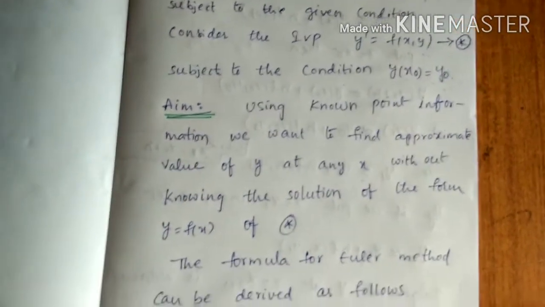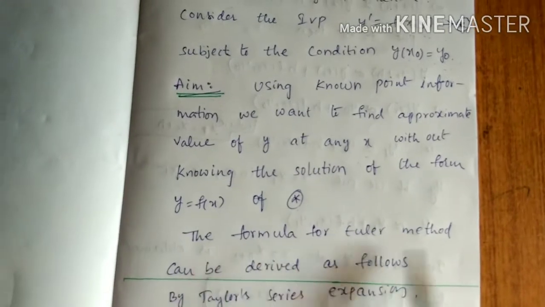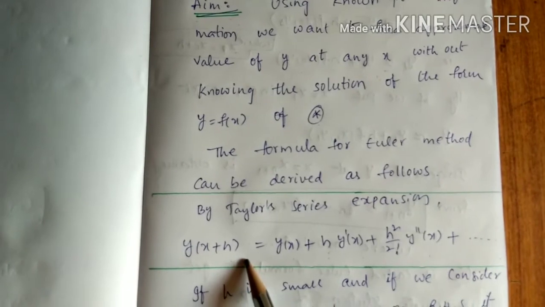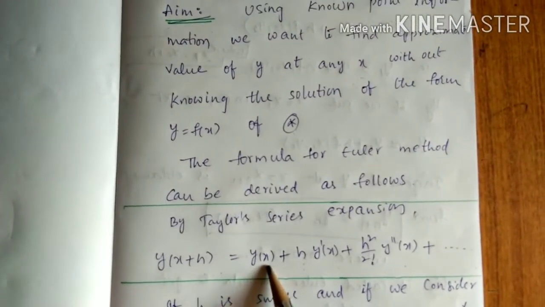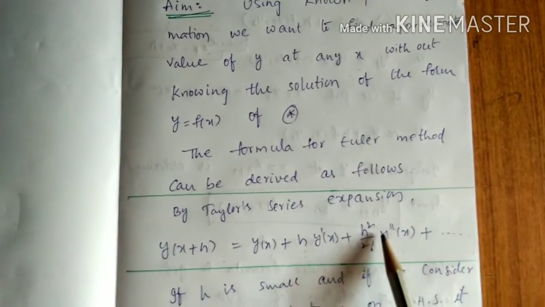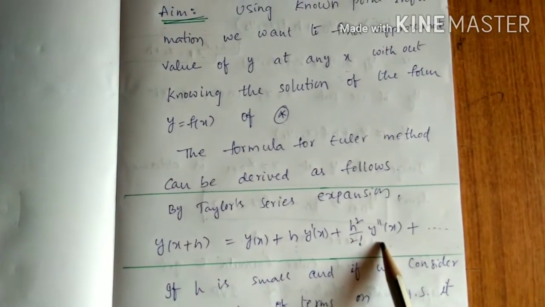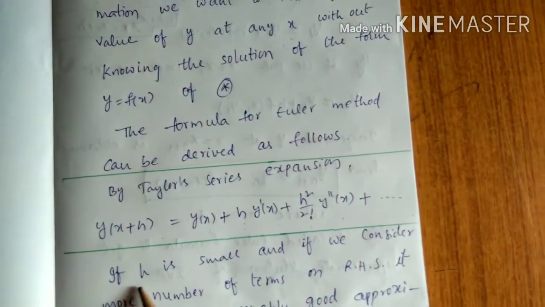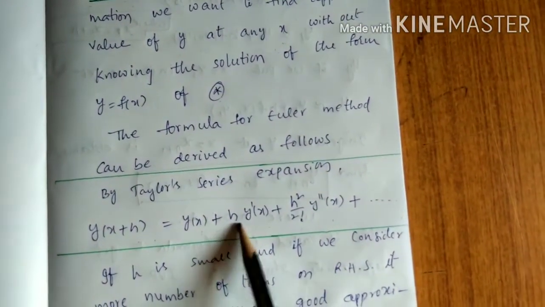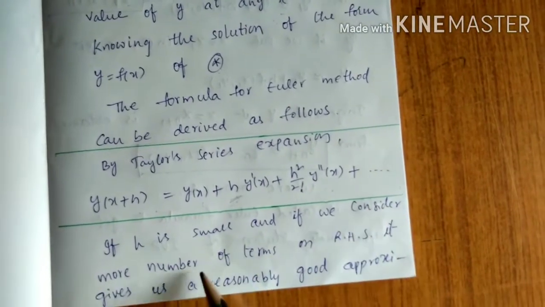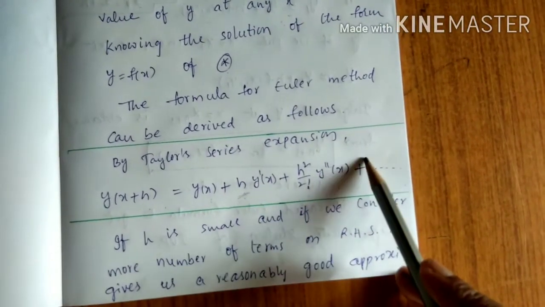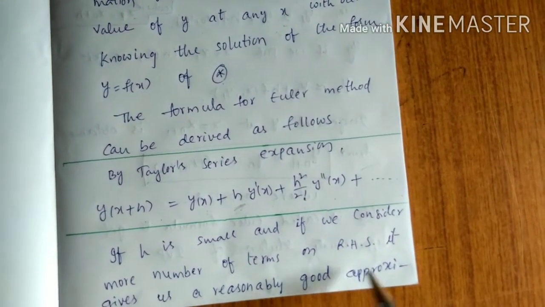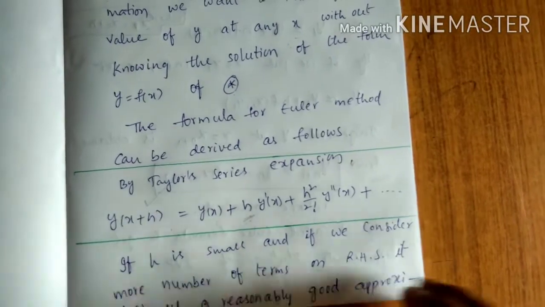This formula can be derived from Taylor's series expansion. By Taylor's expansion, y of x plus h equals y of x plus h y dash of x plus h square by 2 factorial y double dash of x plus and so on. It is very clear that if h is small and we consider more number of terms on our right-hand side, then it gives us a reasonably good approximation to y of x plus h.